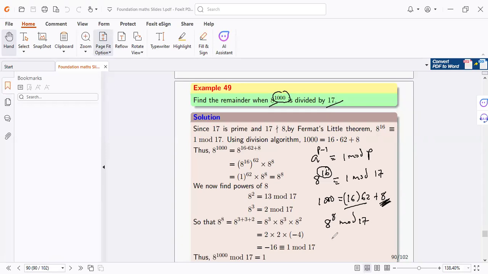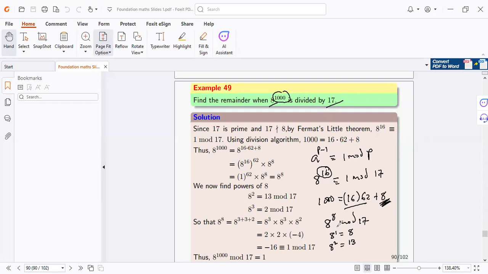Now, this is the one I'm supposed to work out. Since 17 is bigger than 8, I would use the first powering algorithm to do this. So 8 raised to 1 is 8. 8 raised to 2 is 64. 64 mod 17, the remainder will be 13.